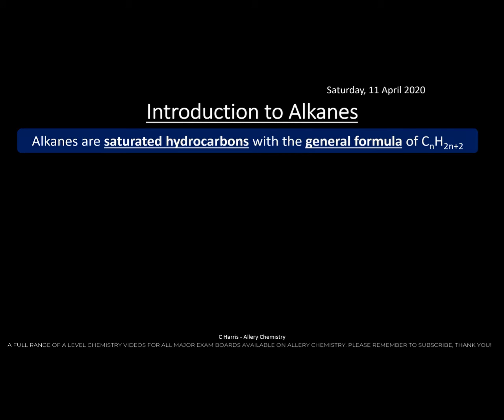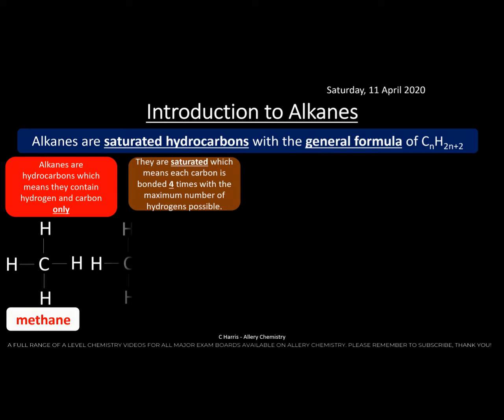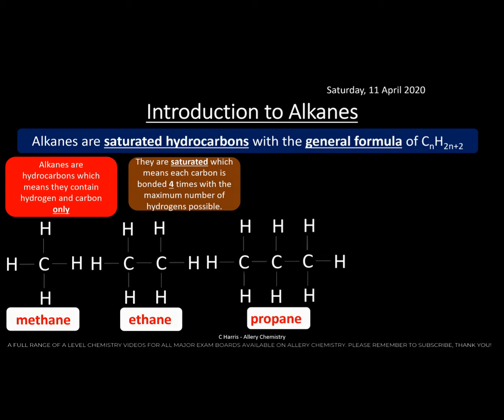Okay, so let's have a look at alkanes. It's the first type of organic compound. So alkanes are saturated hydrocarbons. That means they've got no double bonds in them, so they're fairly straightforward, and they have the general formula CnH2n+2. Alkanes are hydrocarbons, which means they contain hydrogen and carbon only. And they're saturated, which means each carbon is bonded 4 times with the maximum number of hydrogens possible.